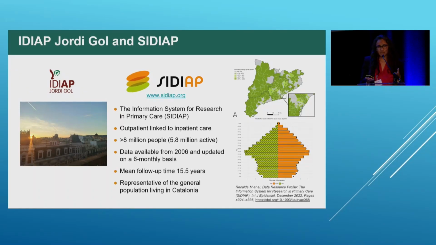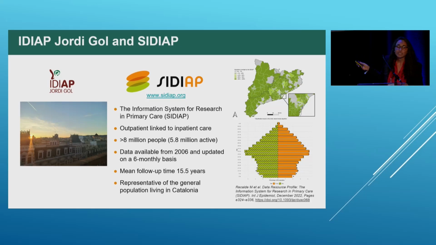SIDIAP includes around 75% of the population living in Catalonia, and this is shown to be representative of the overall population living in Catalonia in terms of geographic distribution, age, and sex.